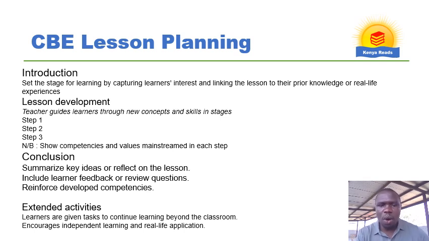In all those stages, let the competences and the values be mainstreamed in each step. So maybe in step one, they were discussing: communication and collaboration. In step two, they were searching online: digital literacy. In stage three, they were presenting. So at that point, communication and collaboration comes in, and self-efficacy can come out. In all those stages, make sure you mainstream the competencies and the values that are being developed.